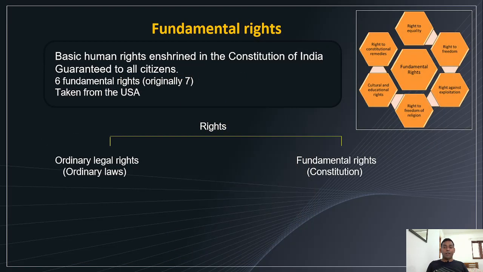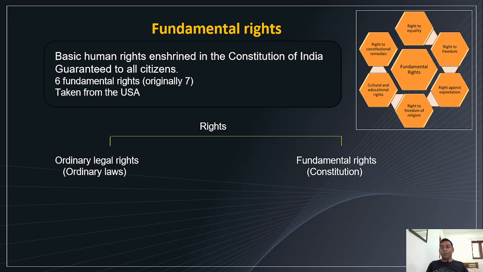Next is about fundamental rights. Fundamental means very important, right? Yeah. Then basic human rights enshrined in the Constitution of India. These are fundamental rights and guaranteed to all citizens. There are 6 fundamental rights at present. Originally it was 7, but right to property was taken away. Then the concept was taken from USA, and these are the rights: right to equality, right to freedom, right against exploitation, right to freedom of religion, cultural and educational rights, right to constitutional remedies.